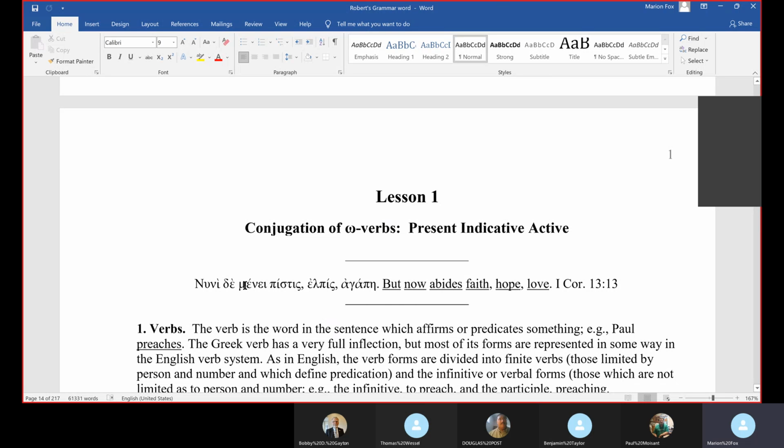And this is a verb. Notice the epsilon iota ending. This is from minnow. And OSA, this is third person singular. And these, of course, are nouns. Faith, hope, and love. Okay.